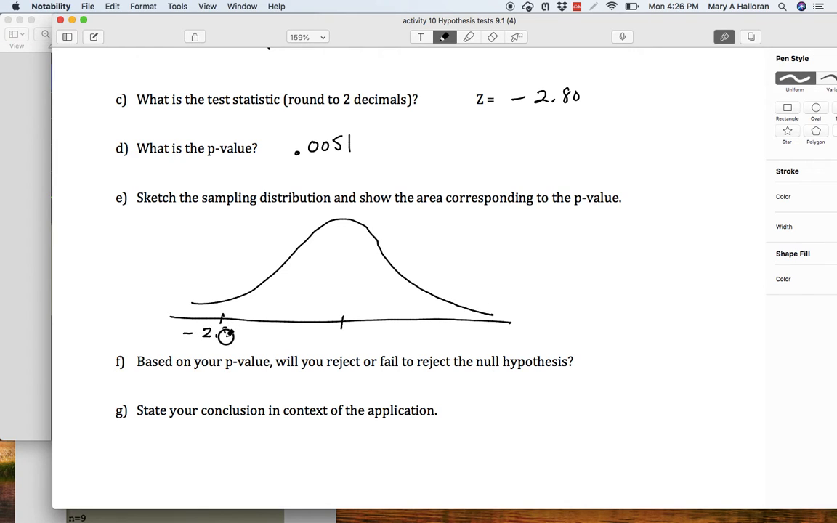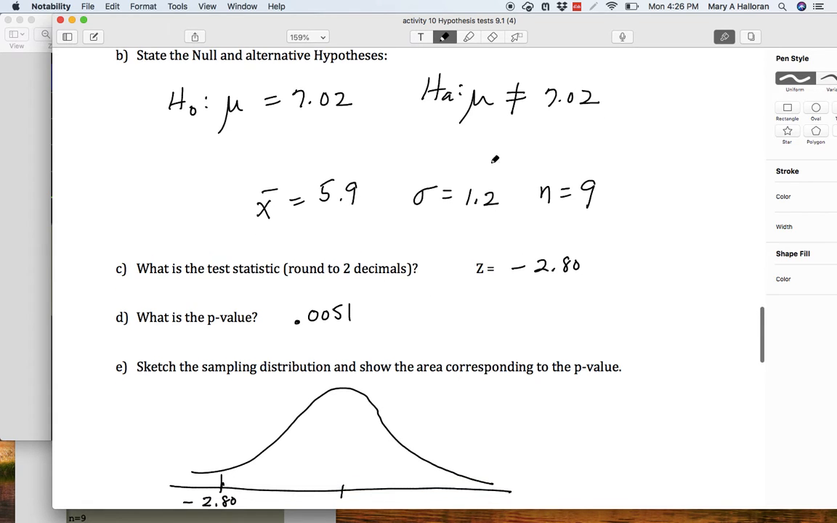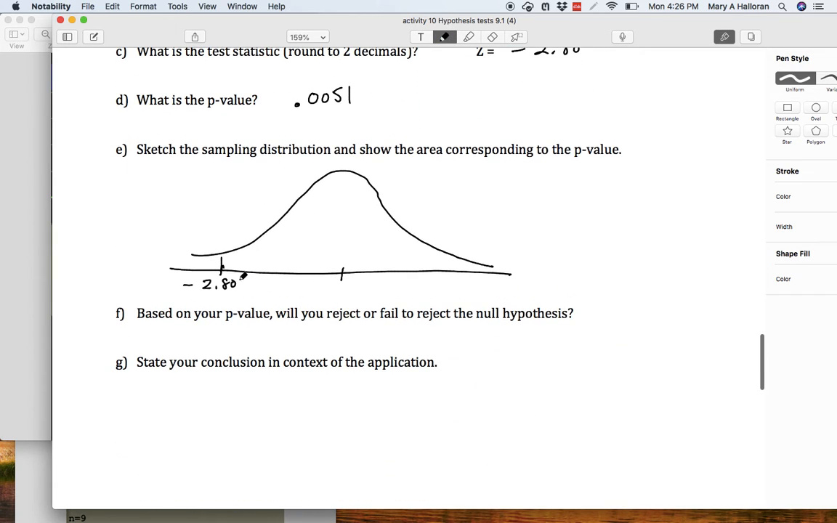So minus 2.80. Now notice this is a not equals. So because it's not equals, I have to do a two-tail. So I've gone minus 2.8 this way, so I've got to go plus 2.8 this way. And so my p-value is these 2 shaded regions. So those 2 shaded regions add up to 0.0051. So this is a very small p-value. It's much less than my significance level, so I am going to reject that null.